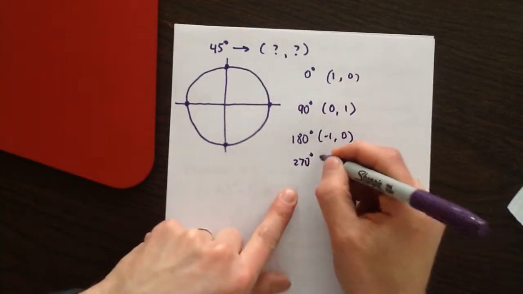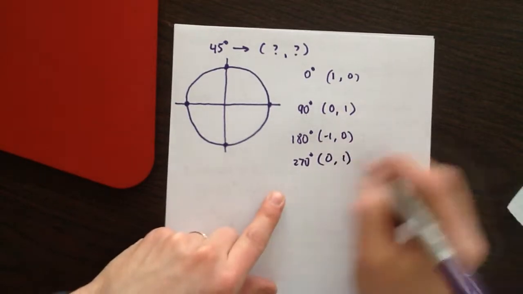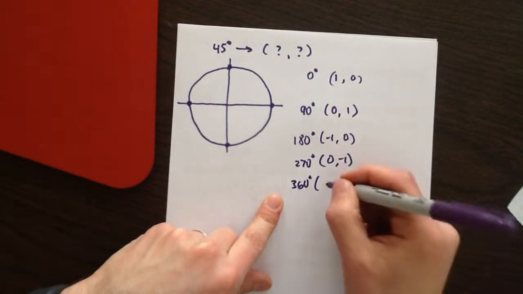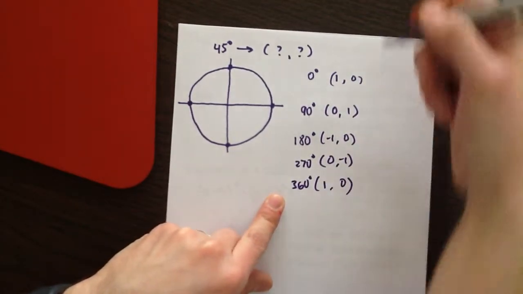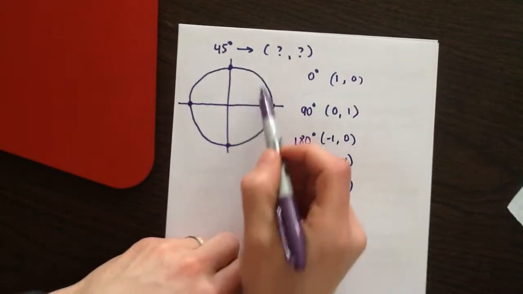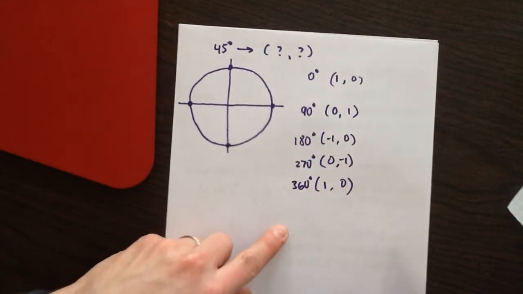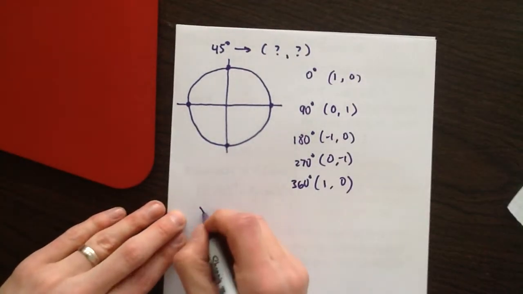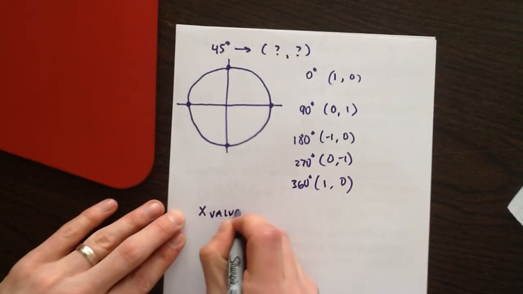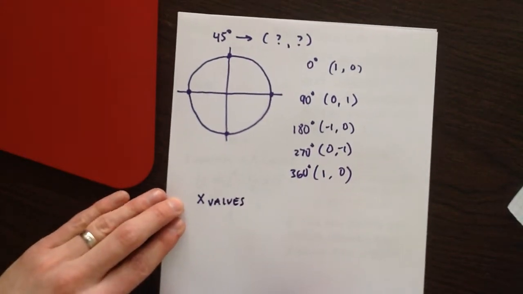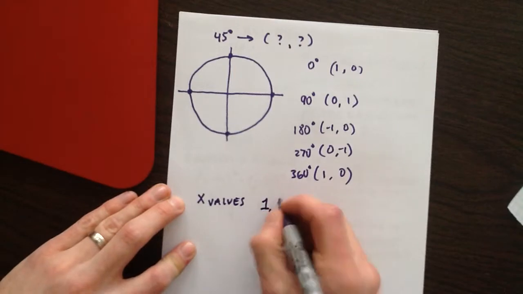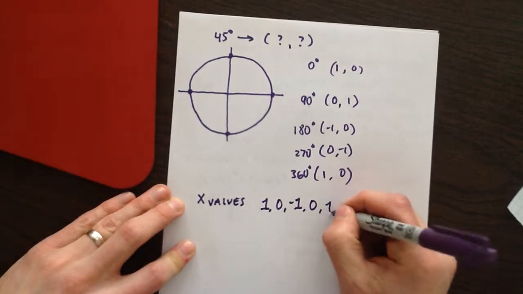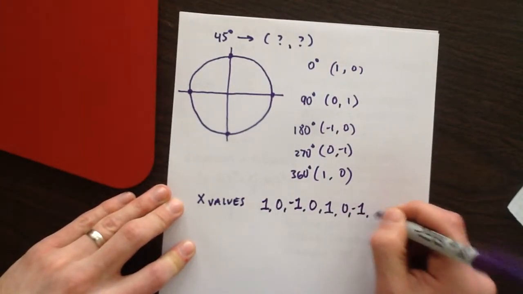At 270 degrees, now let's look for the pattern. We have 0, -1. 360 degrees, back to 1, 0, and then we kept on repeating. We can go to 450 degrees if we go around a little bit more. We'll focus on one value at a time. If we look at just the x values, the pattern goes 1, 0, -1, 0, 1, 0, -1, 0.